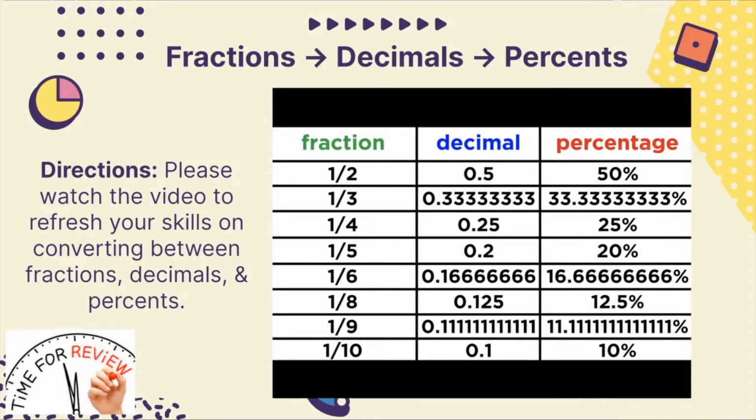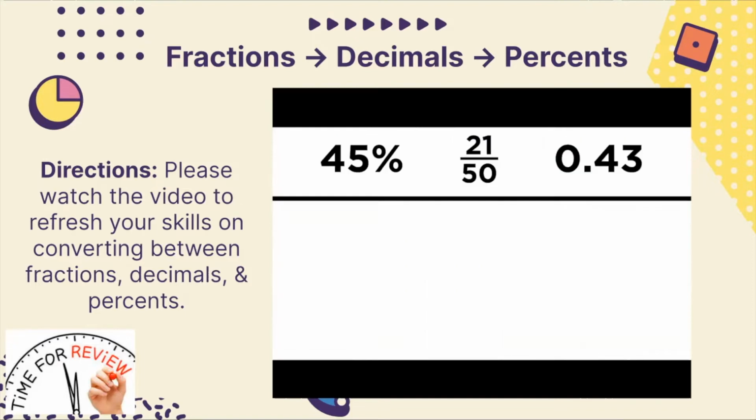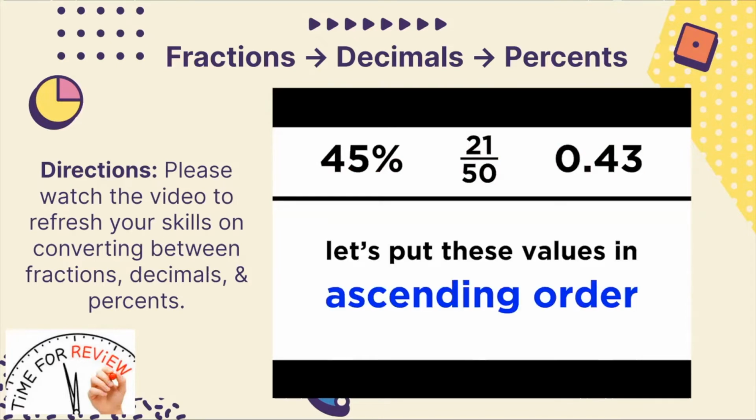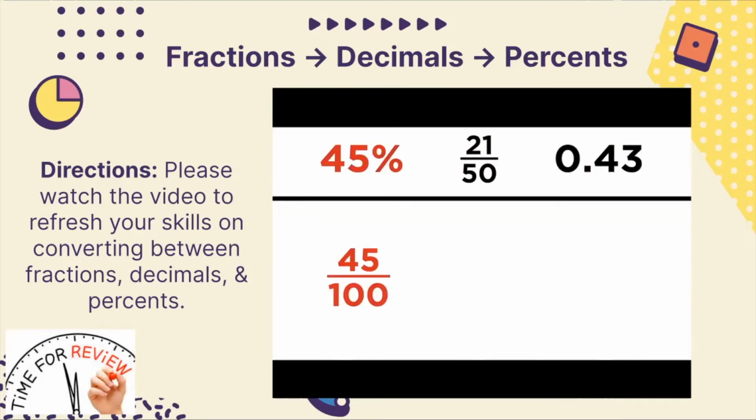Let's try and put this to use. Here are three values: 45%, 21/50ths, and 0.43. Let's try to arrange these from least to greatest. Well, 45% is the same as 45 over 100. What should we do with this fraction? Well, if we want to compare it to another fraction, it needs to have 100 in the denominator. So let's get this one looking that way too.